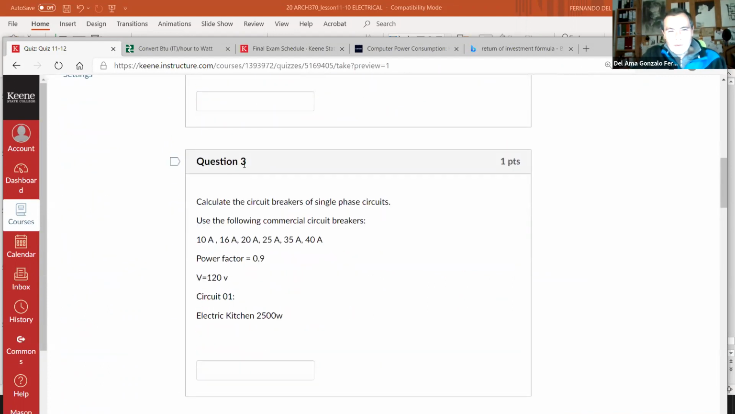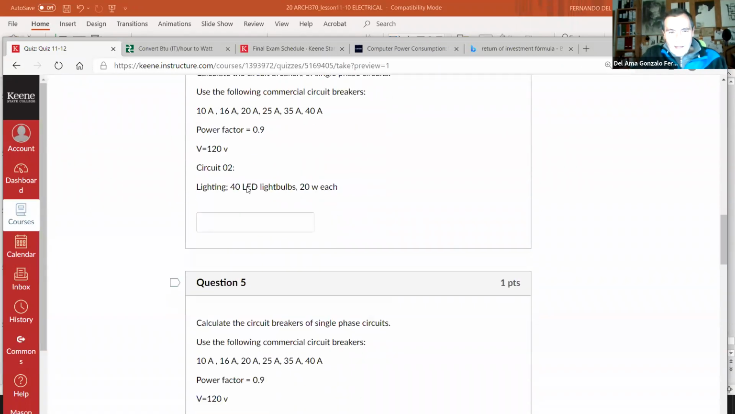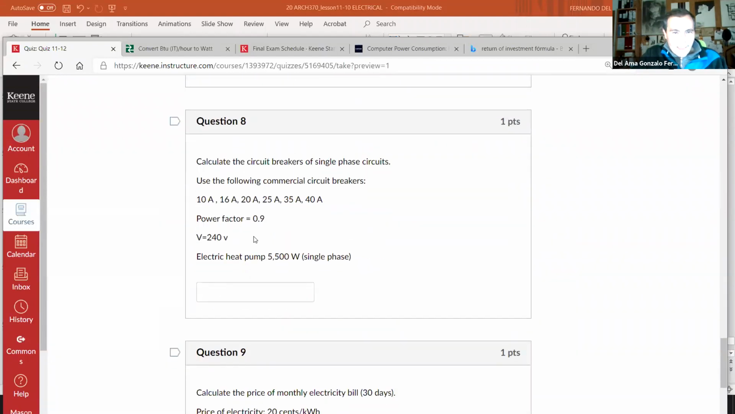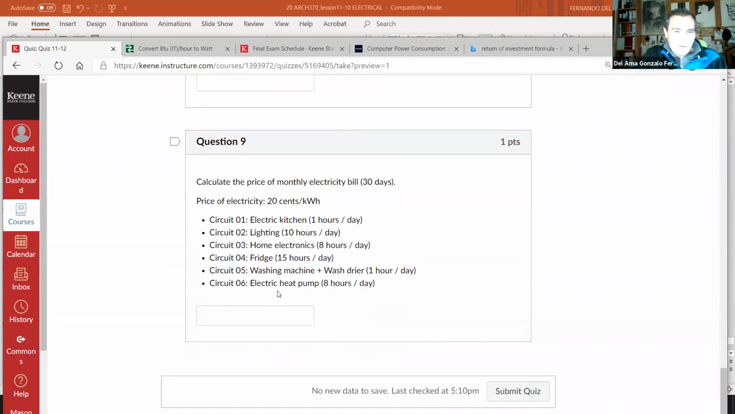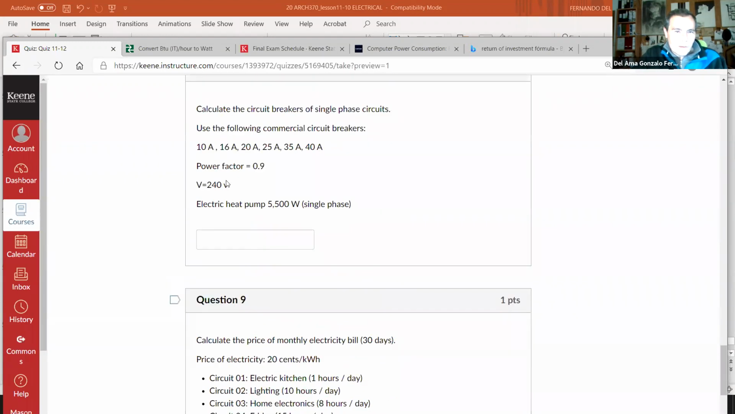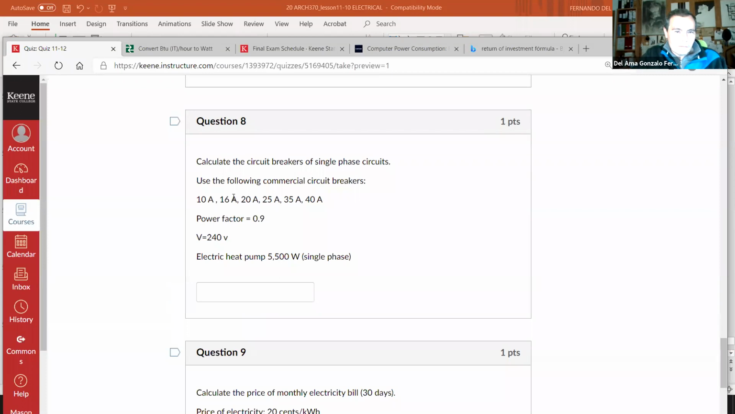From question 3 to question 8, it's about calculating circuit breakers. And then question 9 is like a summary. So this is what we have just done. We have 1, 2, 3, 4, 5, 6 different circuits. The powers are here. The electric heat pump is this one.